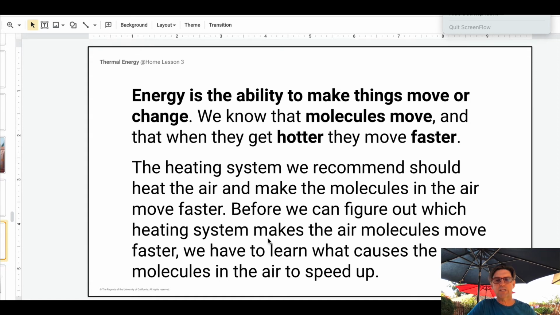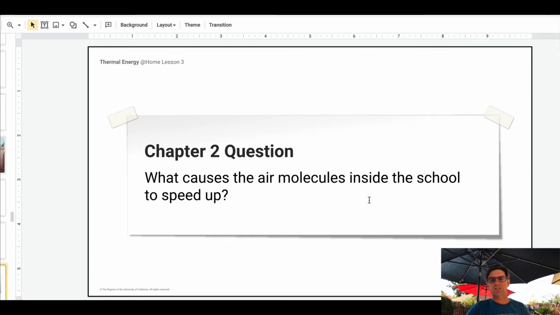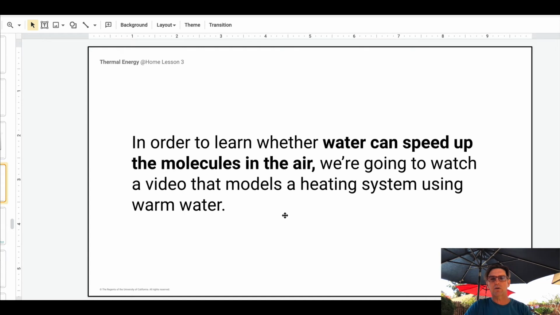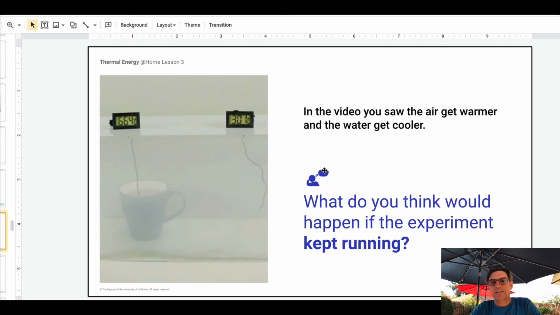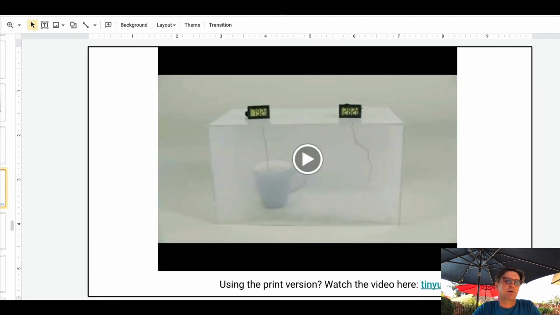Before we can figure out which heating system makes the air molecules move faster, we have to learn what causes the molecules in the air to speed up. Yes, so how do we speed up the air? What causes the air molecules inside the school to speed up? Take a look. In order to learn whether water can speed up the molecules in the air, we're going to watch a video that models a heating system using warm water. So basically, can warm water heat the air? That's the goal. What do you think would happen if the experiment kept running? Well, did we even watch it yet? No, there it is. Let's do this.